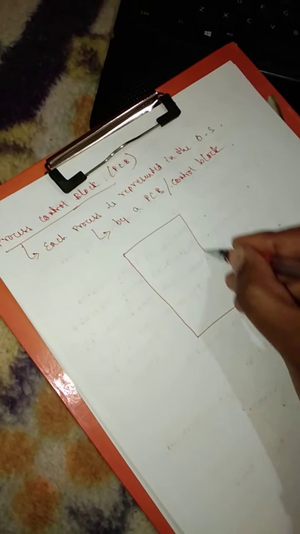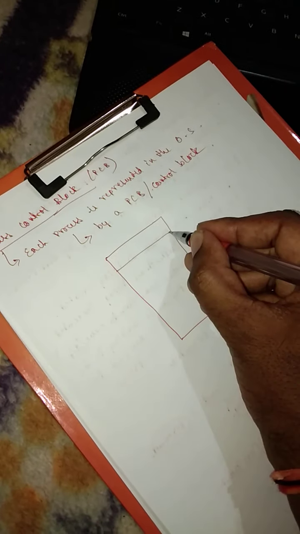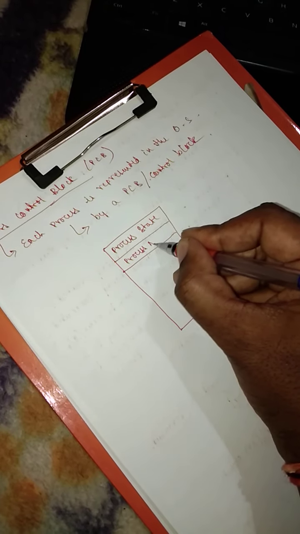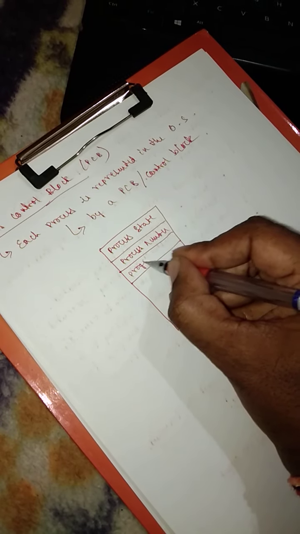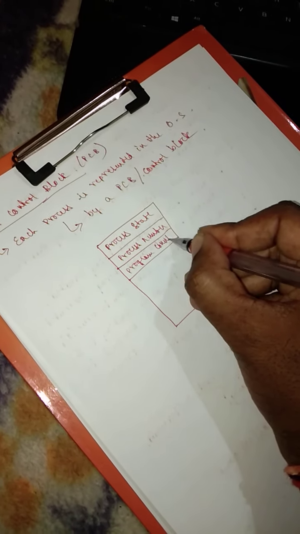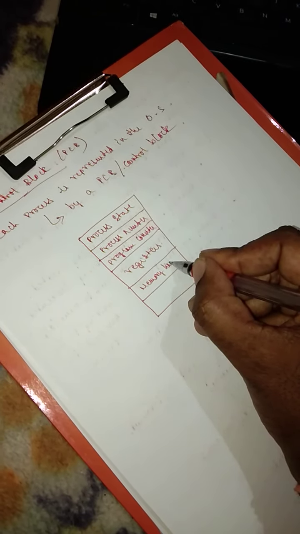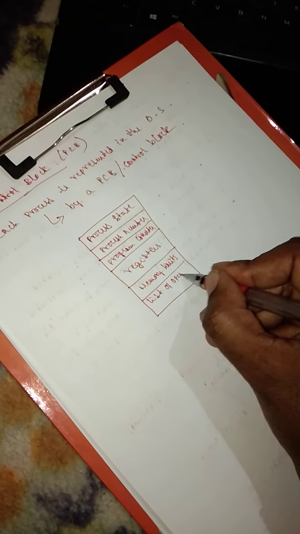So here, in the first phase, you have the process state. The next one consists of the process number, and the third one we call the program counter. The next one is the registers. Next you have the memory limits, and then the list of open files.